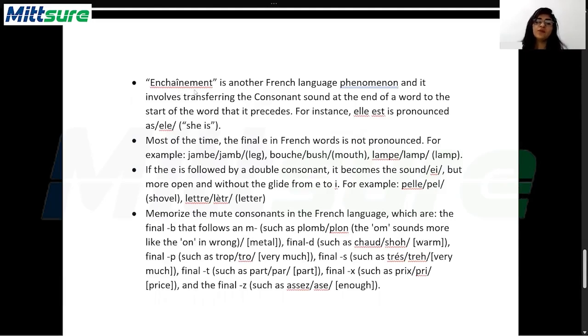Then we have one more phenomenon, that is enchaînement. Enchaînement is another French language phenomenon. It says that the sound of a consonant will be transferred. It involves transferring the consonant sound at the end of a word to the start of the word that it precedes. This happens very rarely and it is not necessary that you follow this, okay?